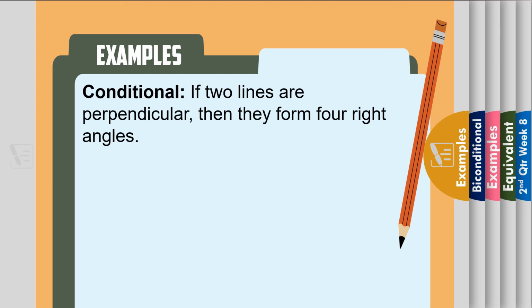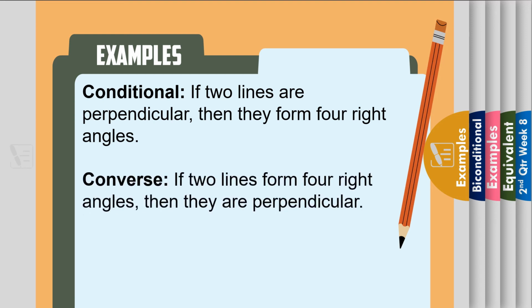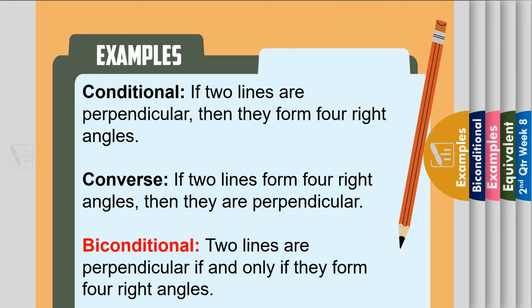What is our converse? You are right. The converse is if two lines form four right angles, then they are perpendicular. Are these statements true? Very good. They are both true. That is why we can write a biconditional statement stating two lines are perpendicular if and only if they form four right angles. So that's how you write a biconditional statement.